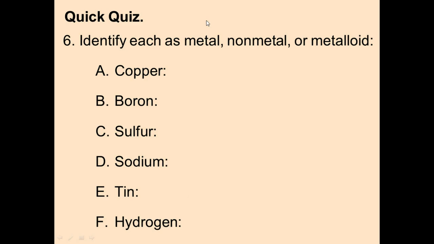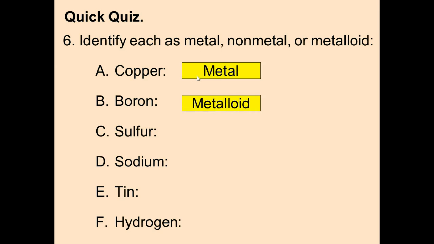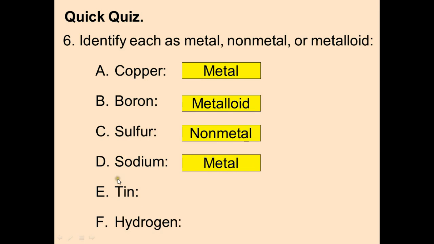So let's identify each of these elements as a metal, non-metal, or metalloid. Copper, I'm sure most of you know, is a metal. Boron, if you look on the periodic table, is a metalloid. Sulfur, most of you probably know from that annoying smell from sprinkler water, is a non-metal. Sodium is a metal. Tin, I'm sure most of you know about tin, is definitely a metal. And then hydrogen is a non-metal.